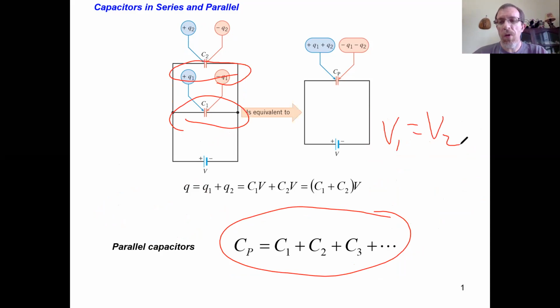All right, well, what about charge? We know if we had current, and we've got this split right there, the current coming into the junction is equal to the current coming out of the junction. Well, it's the same way for charge. Q into that junction is equal to Q1 plus Q2.